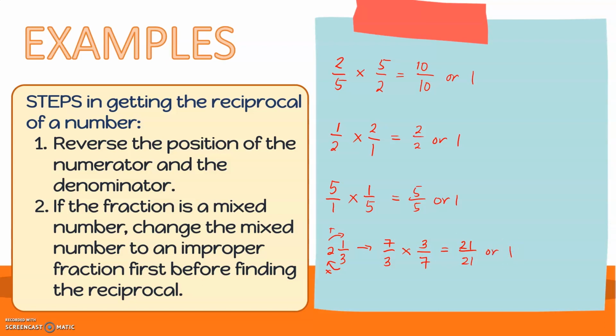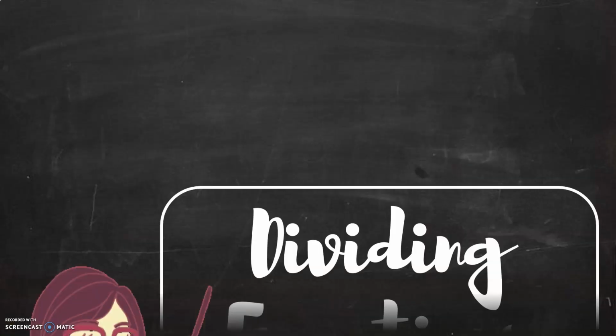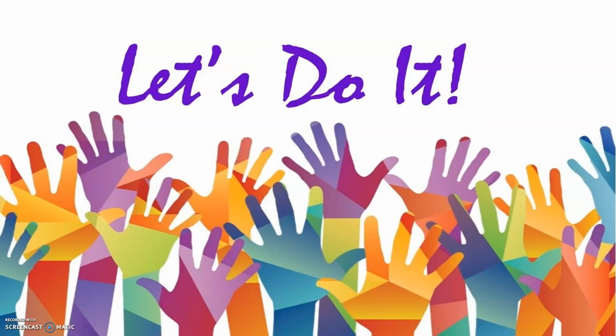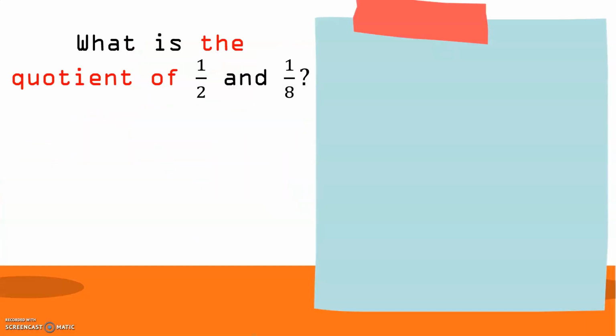Now, how will we use this reciprocal in dividing fractions? Let us find out through our examples. Let's have the first one. What is the quotient of 1/2 and 1/8? Since we're asked to find the quotient, it means the operation that we will use is division. Okay, so let's have 1/2 divided by 1/8.